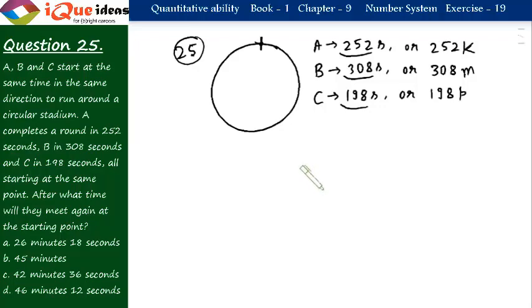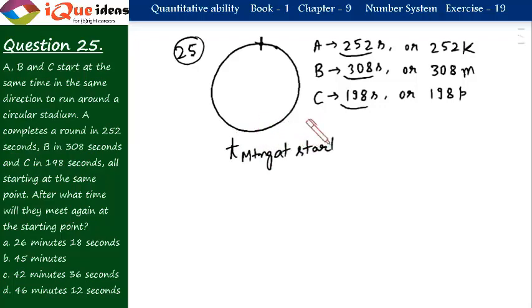Now the question is saying they have begun. So for the first meeting at the starting point again, we need the first common multiple. The question is, after what time will they meet again at the starting point? That means we are talking about the first meeting after the beginning, which is the first common multiple, also known as the lowest common multiple, or in general LCM. So the answer of all such questions will be the time for meeting at the starting point. You can note it down and memorize.